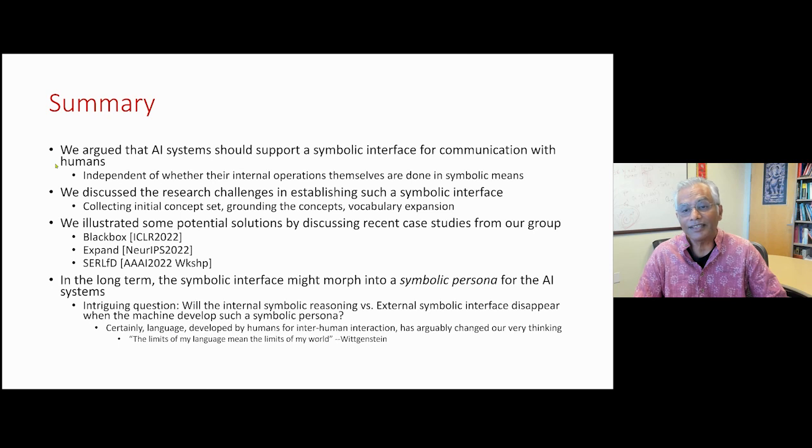In the long term, a symbolic interface might morph into a symbolic persona for the AI systems. That leads to an intriguing question: will the internal symbolic reasoning versus external symbolic interface distinction disappear when the machine moves itself into the symbolic persona? Certainly, language developed by humans for interhuman communication has arguably changed the very way we think. As Wittgenstein says, the limits of my language mean the limits of my world. But I will leave that as a long-term question that you can ponder. And thank you for your attention.